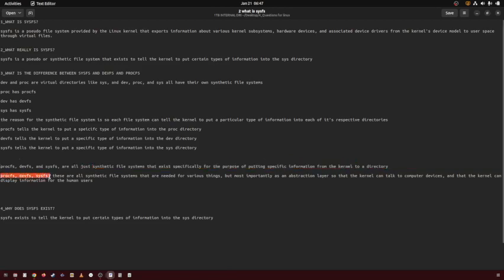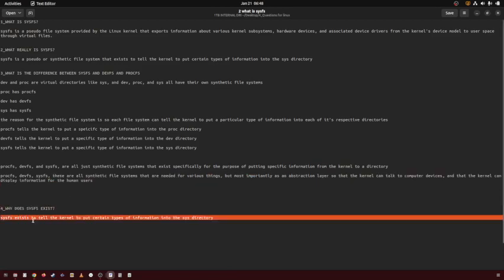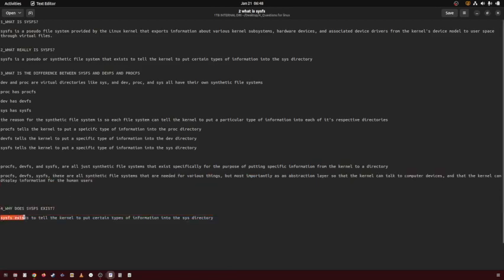Procfs, devfs, sysfs, these are all synthetic file systems that are needed for various things, but most importantly as an abstraction layer so that the kernel can talk to computer devices and that the kernel can display information for human users. Why does sysfs exist? Sysfs exists to tell the kernel to put certain types of information into the sys directory. And there you go. That is what sysfs is.